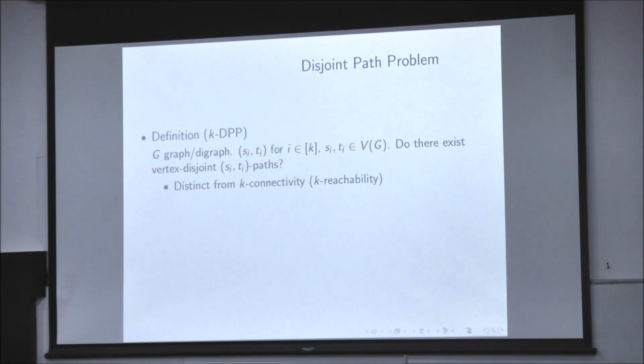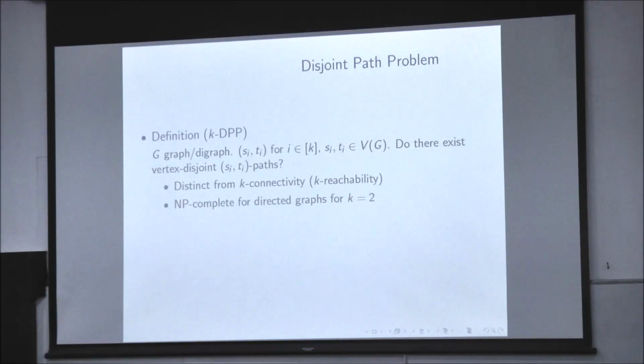So realize that this is distinct from k-connectivity. By k-connectivity, I mean you are given k vertices as sources and k vertices as sinks, and you want to find out whether there exist k vertex disjoint paths between the two. That is a much simpler problem. And the reachability version is also simpler.